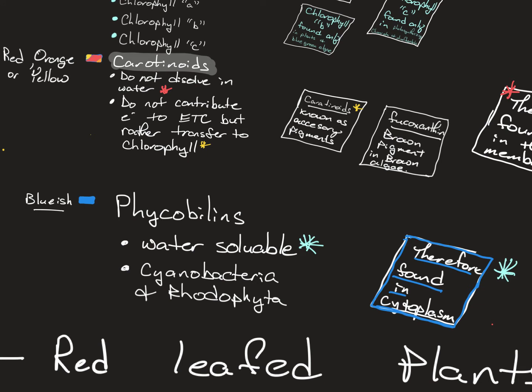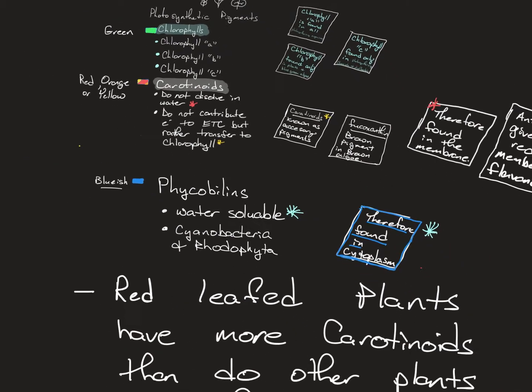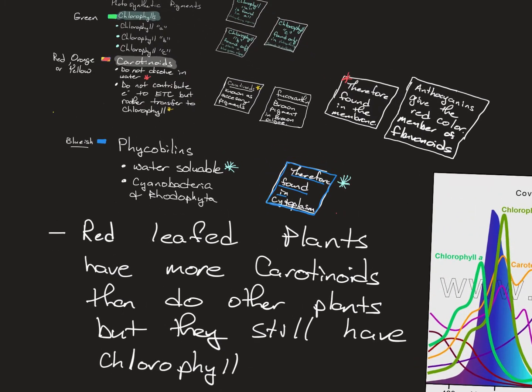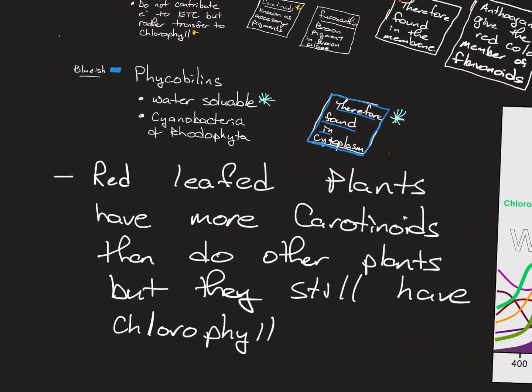Phycobilins are water soluble. That makes sense because they're found in cyanobacteria, which probably don't want photosynthesis happening in their membranes because they don't have any compartments within them. They're bacteria. So cyanobacteria do photosynthesis, but they're single-celled organisms. And the phycobilins are found in the cytoplasm of the bacteria. And they give blue cyanobacteria their name, right? They're actually cyan colored. They're blue-green color.